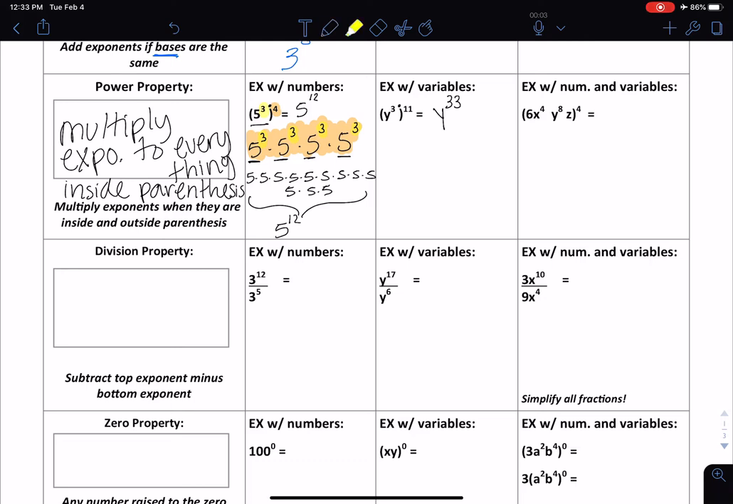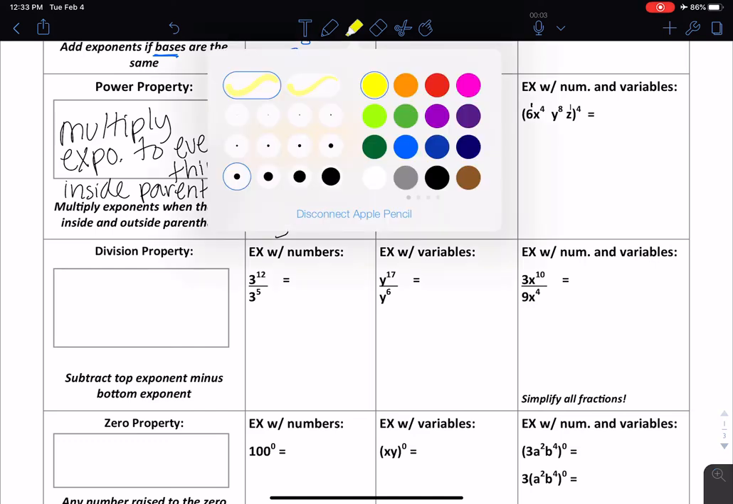Okay, and then the last one, just like the previous one, it looks scary because there's a lot of parts to it, but we're going to take each part at a time. What we're going to do first is make sure that every part of the parentheses has an exponent, including the coefficients. So for example, my 6 is my coefficient. It doesn't have an exponent written out, but it has a 1 that's there that's not really written out. The x has a 4, the y has an 8, and the z doesn't, but anytime there's no exponent, I need to know that there's a 1 as an exponent right there.